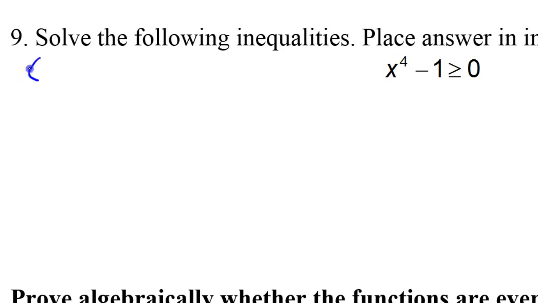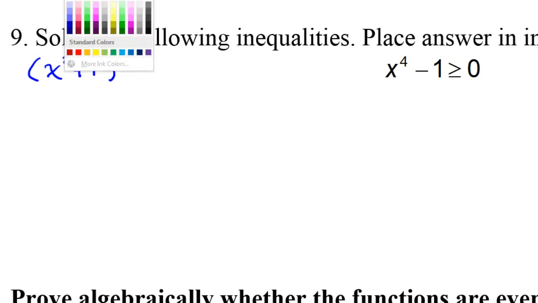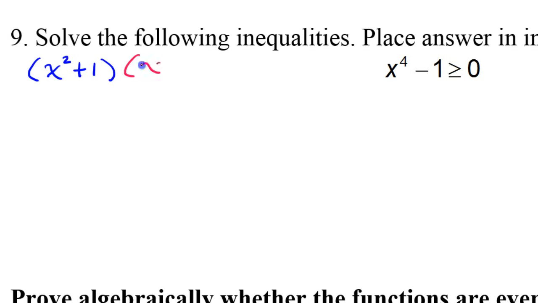So that's going to factor as x squared plus 1 times x squared minus 1. This is the difference of two squares. So x squared plus 1, x squared minus 1 is greater than or equal to 0. Now one of these can be factored more. Can you guess which one it is? Yeah, it's the one with the minus.